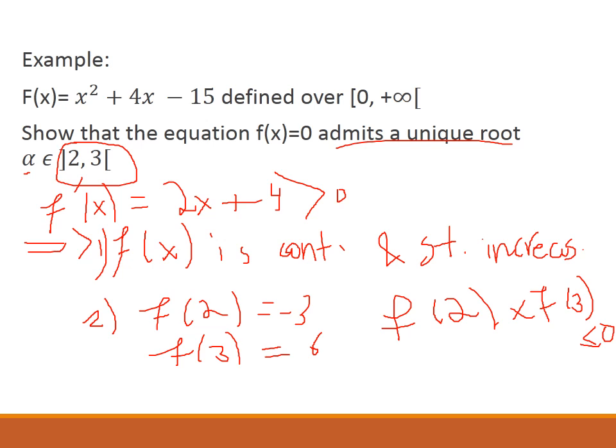Now we're going to prove that alpha is between 2 and 3. This is the second condition. How do you prove this? You calculate f of 2. F of 2 after calculation is minus 3, and f of 3 after calculation is 6. If you multiply f of 2 and f of 3, the product is definitely a negative number. So you satisfied both conditions, so we can say that f of x admits a unique root alpha between 2 and 3.